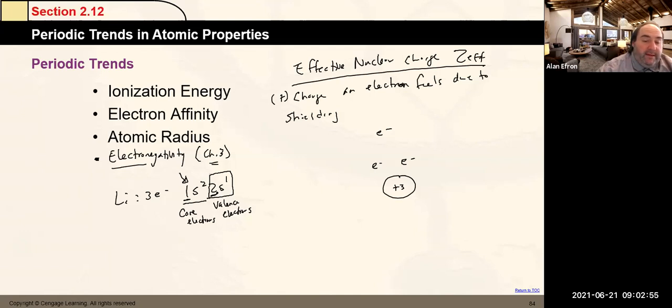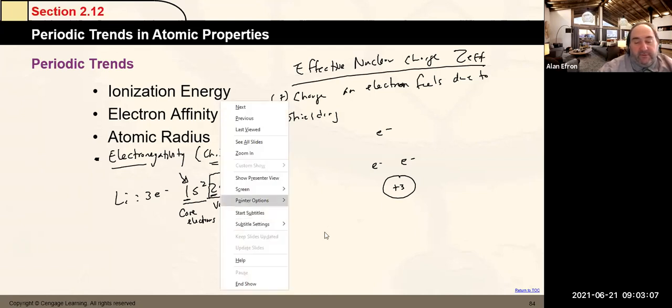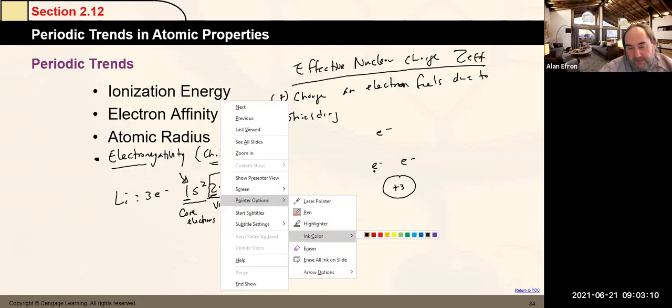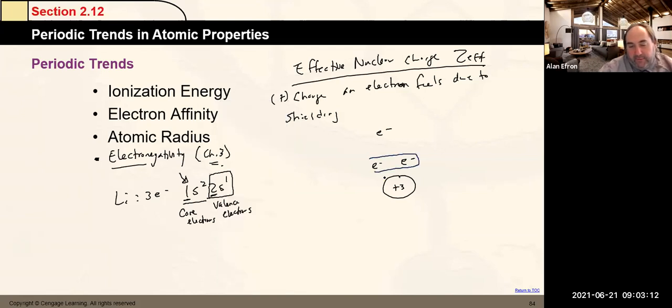Now, when we think about the hold, if you will, on these electrons, consider our core electrons, which are closer to the nucleus. These are core electrons here. They're pretty much right up in front, very close to the nucleus. They're feeling the full brunt of that +3 charge.